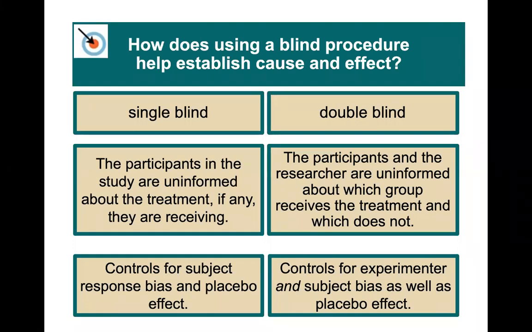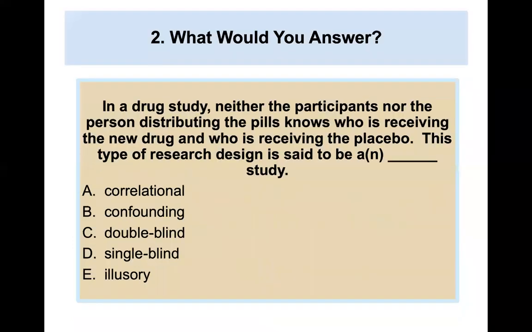Because there's lots of different influences that can happen. Even researchers that are the most well-meaning can inadvertently influence the results of a study if they know who is in which group. So what would you answer?